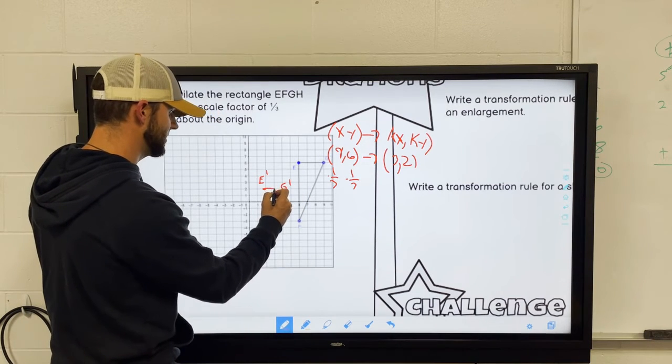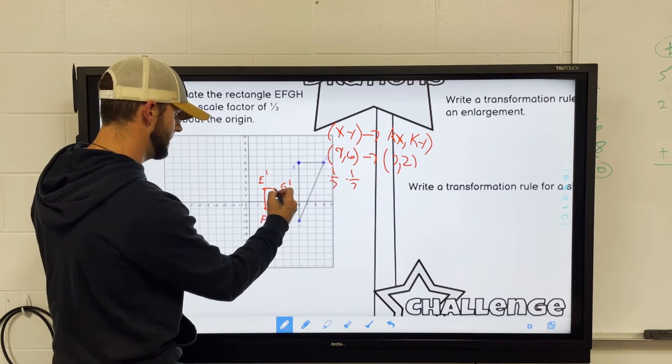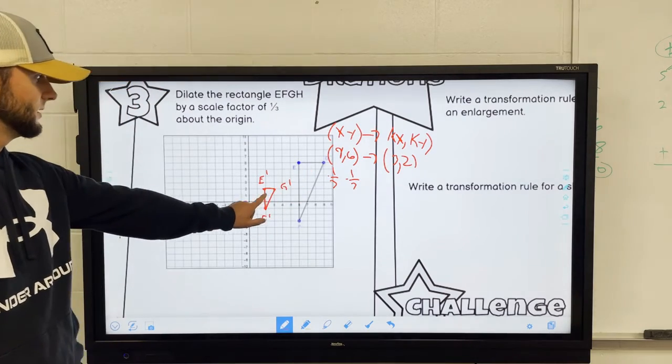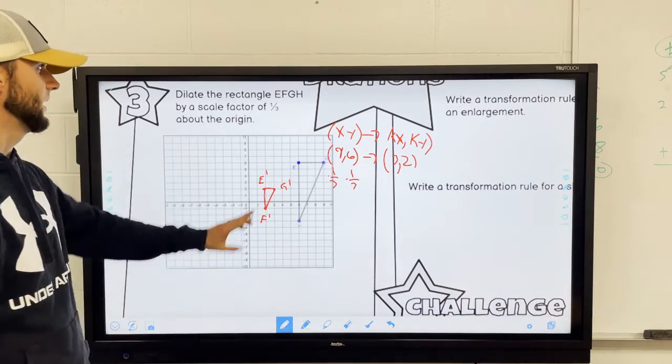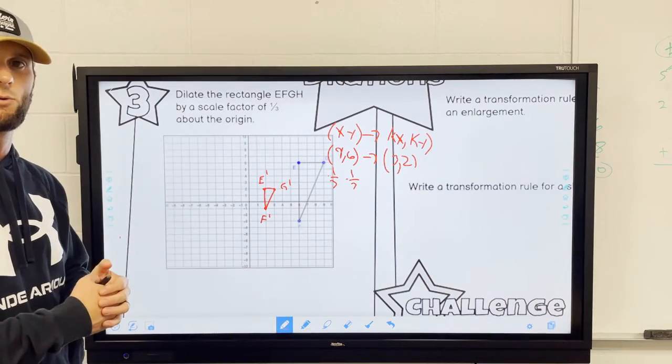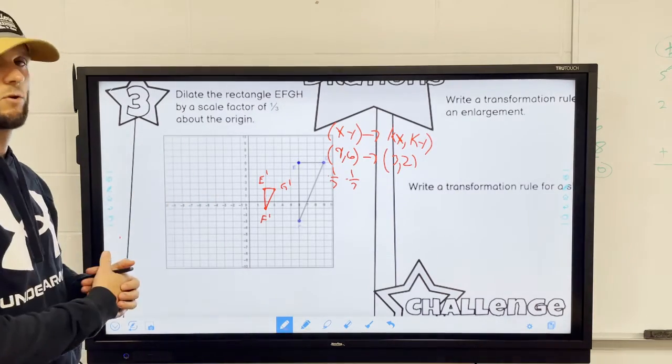Now if I actually connect all these dots here, you can see my triangle has formed from this triangle to this triangle, which is actually going to be a shrink because I multiplied by 1/3, which is a shrink in between 0 and 1, okay? Let's jump over to the challenge question.